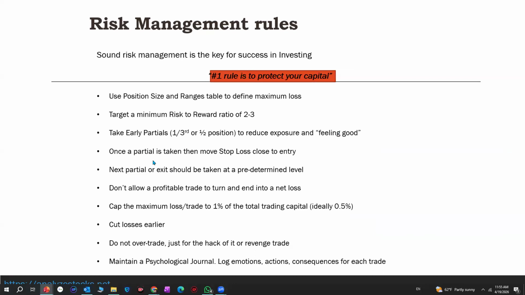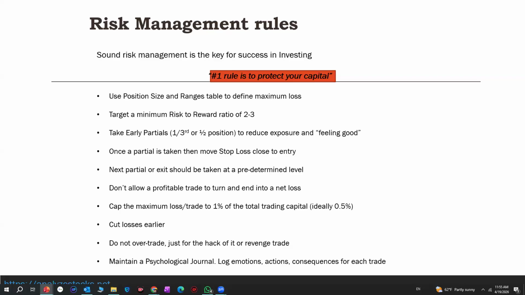When you're in profit, take some early partials, one third or half of the position, especially in day trading, so that you have some money in your pocket. That reduces the exposure, and feeling good is very important psychologically. Then move your stop loss, make it a trailing stop loss, so that you don't lose on that particular position.